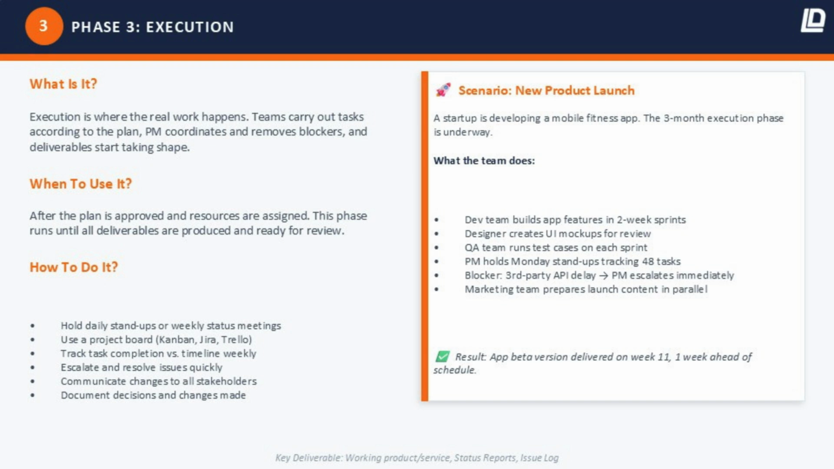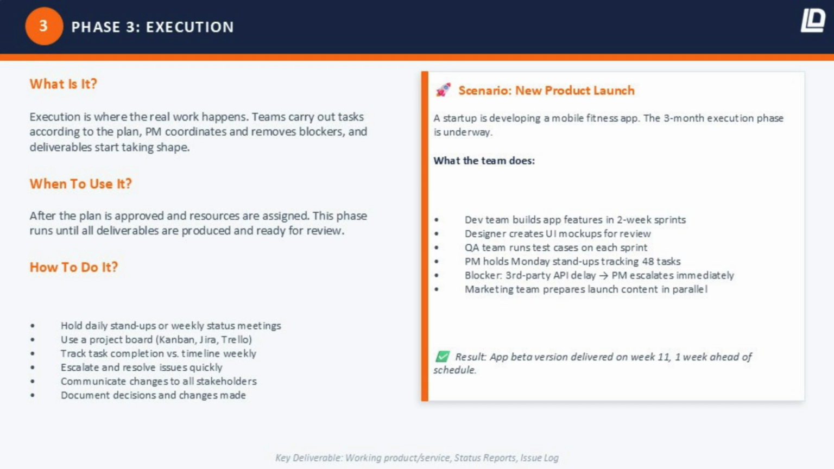Here's a scenario. A startup is building a mobile fitness app. The project is 12 weeks long, and the execution phase kicks off with 48 tasks across 4 teams. The development team is building features in 2-week sprints. The designer is producing UI mockups. The QA team is running test cases at the end of each sprint. The PM is running Monday morning stand-ups with the full team, tracking progress against the Gantt chart in real time.